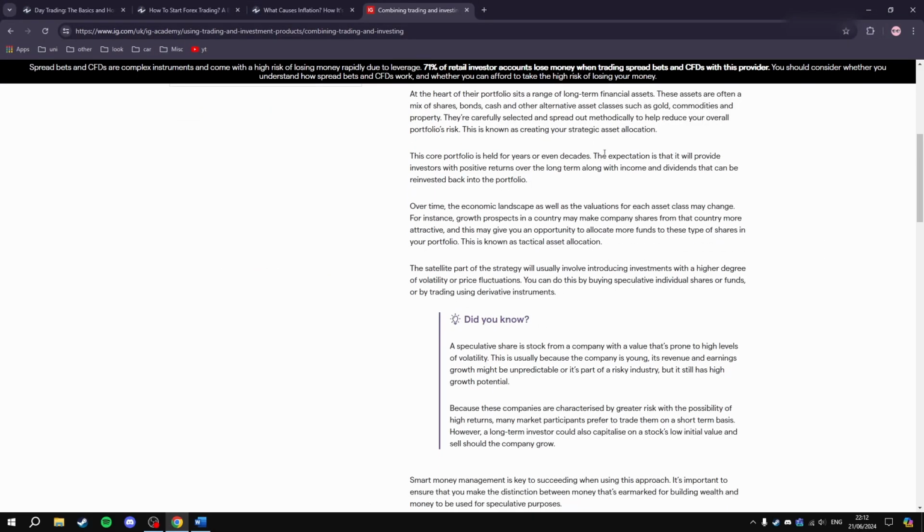At the heart of the portfolio sits a range of long-term financial assets. These assets are often a mix of shares, bonds, cash, and other alternative asset classes such as gold, commodities, and property. They're carefully selected and spread out methodically to help reduce your overall portfolio's risk. This is known as creating your strategic asset allocation.